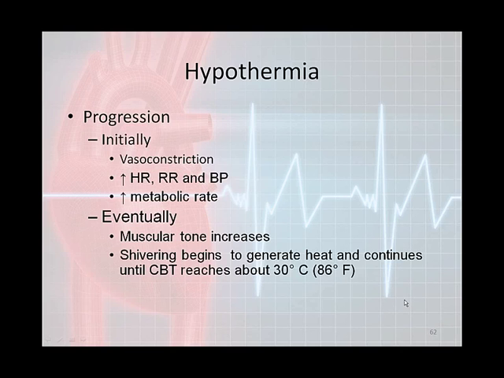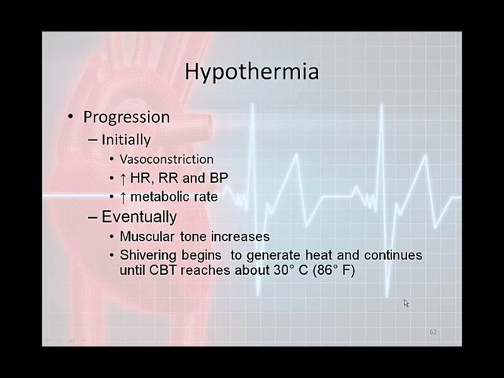In a hypothermic patient, initially what will happen is vasoconstriction will occur to try to shunt blood away from the extremities to try to conserve heat. Your heart rate, respiratory rate, and blood pressure will go up, and your metabolic rate will also go up to try to generate heat. Muscular tone increases, which basically means that you're shivering a little bit.